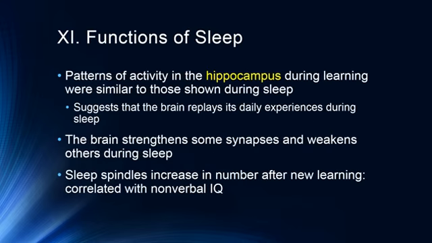So patterns of activity in the hippocampus during learning were similar to those shown during sleep, and this suggests that the brain replays its daily experiences during sleep. The brain strengthens some synapses and weakens others during sleep. These sleep spindles increase in number after new learning, and this is correlated with nonverbal intelligence quotients. So these sleep spindles are associated with helping us learn new things.